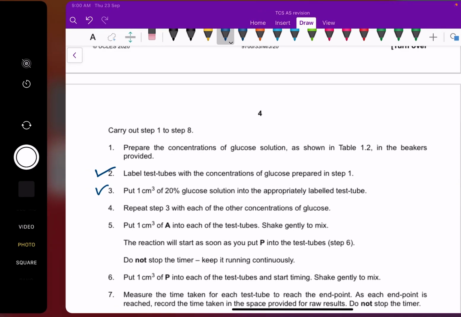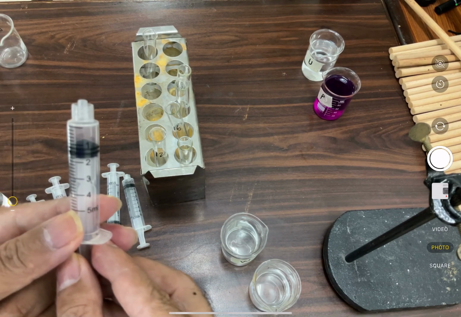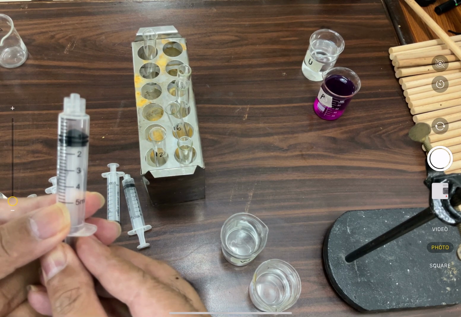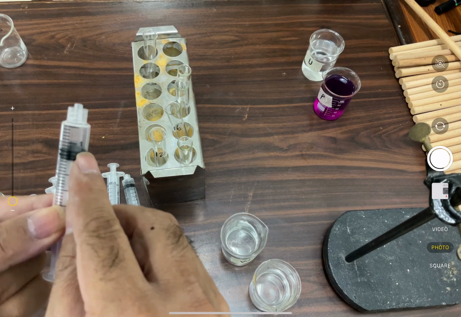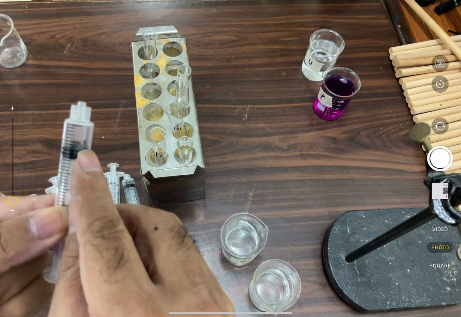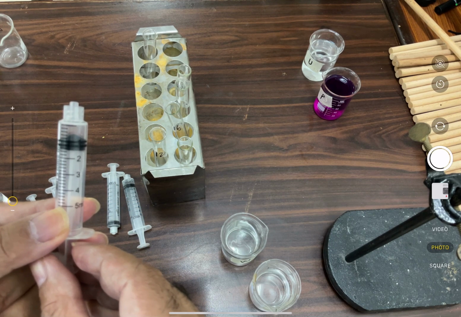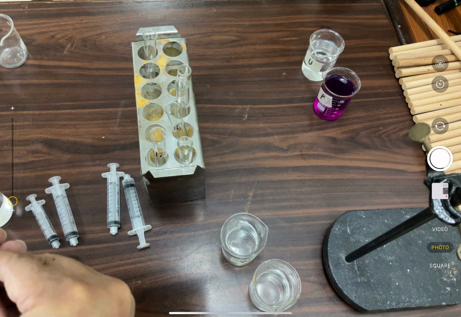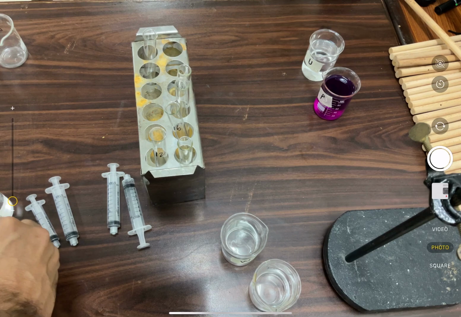Okay, so I'm taking this smaller syringe to measure 1 cm cube. So the volume has to be filled to this point, and this end of the rubber part with the plunger should be adjusted to this point to fill 1 cm cube. So I'll take that fluid here. Okay.